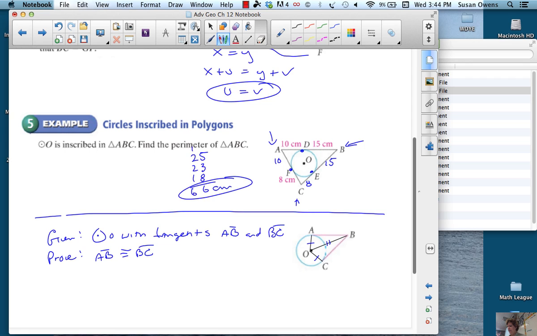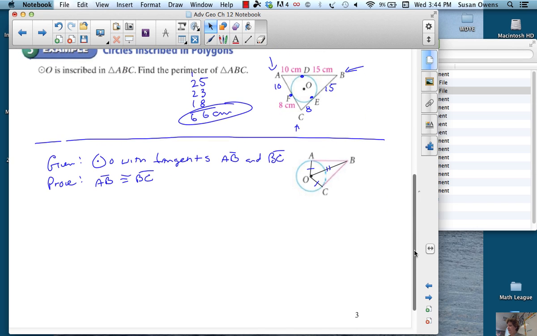Okay. I am also going to prove this theorem, the snow cone theorem. So given circle O with tangents AB and BC, I'm going to prove that AB is congruent to BC, and I'll do this proof in class too. So if you can take both of those proofs that I'll do and just either do them on a separate sheet of paper or put them somewhere in your notes, make sure you remind me if I forget.